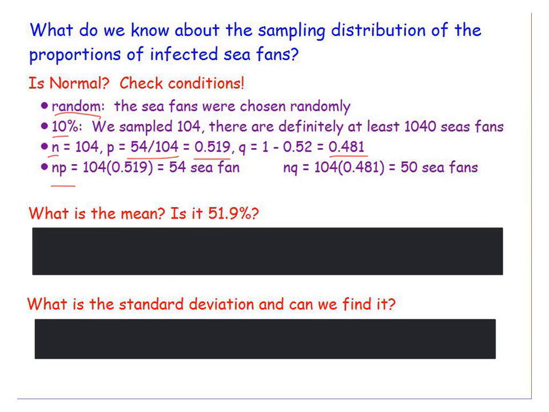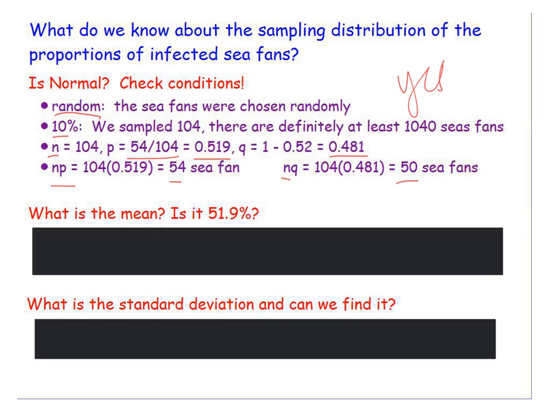So NP, 104 times 0.519 gives us 54, which is definitely bigger than 10. And NQ, 104 times 0.481 gives us 50. And so both of those are bigger than 10, which means we've met all of our conditions. So yes, a normal model is appropriate here.